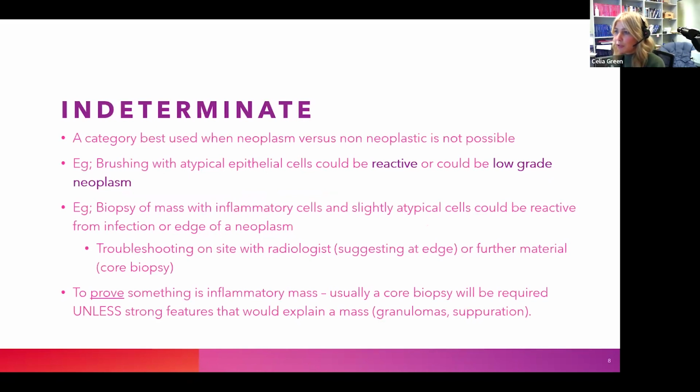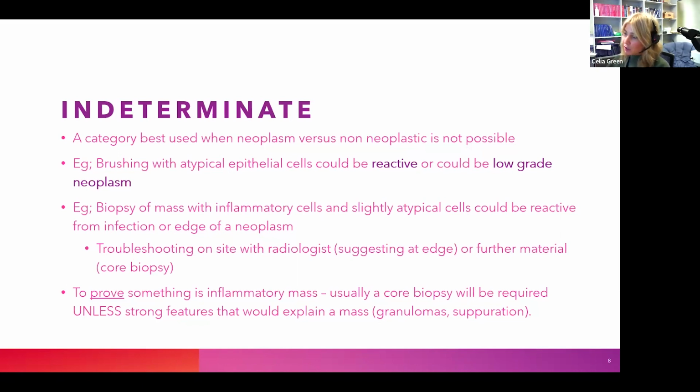I think indeterminate is the other one that really causes a lot of confusion. So just to repeat, it's best used when a neoplasm versus non-neoplastic differentiation is not possible. So the example I can give that you might relate to is you have a brushing with atypical cells. These could be reactive or they could represent a low-grade neoplasm, but you can't tell morphologically which is which because the appearances are similar. Or a biopsy of a mass with inflammatory cells and slightly atypical cells. It could be reactive from an infection, or you could be sitting at the edge of a neoplasm. And you need to troubleshoot on site with the radiologist for further material. And usually you're going to need a core biopsy or something like that.